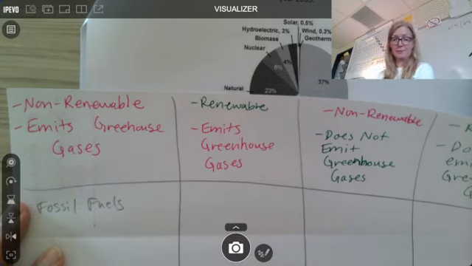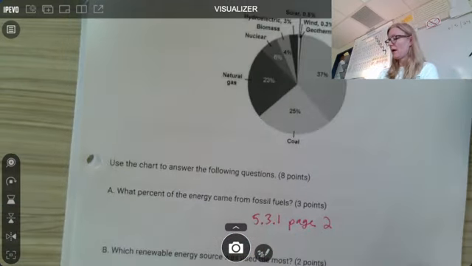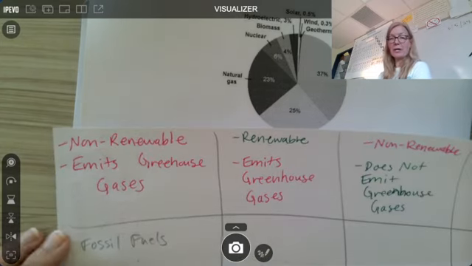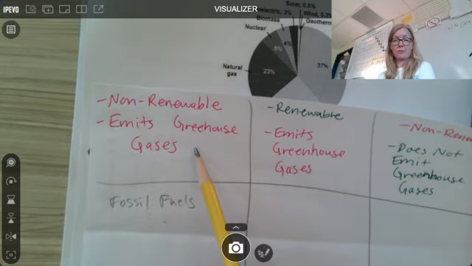There are 3 of them. 3 of these are fossil fuels. I'm not going to tell you which ones. The answer is there. So the 3 fossil fuels are non-renewable, which means we're using them up and we're going to run out because they're not being reformed under the earth as quickly as we're using them up. And they also emit greenhouse gases when they are burned.